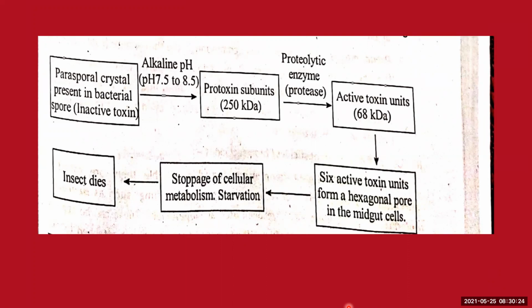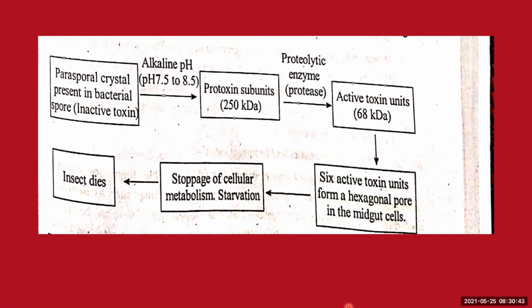Now, the 6 active toxin unit molecules form a hexagonal pore in the midgut of the insect. So the epithelial lining wall of the midgut is damaged by the delta endotoxin.